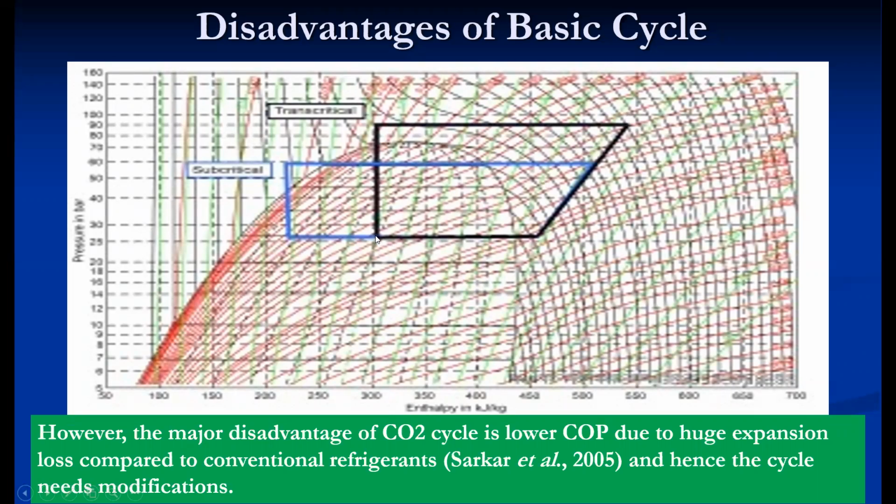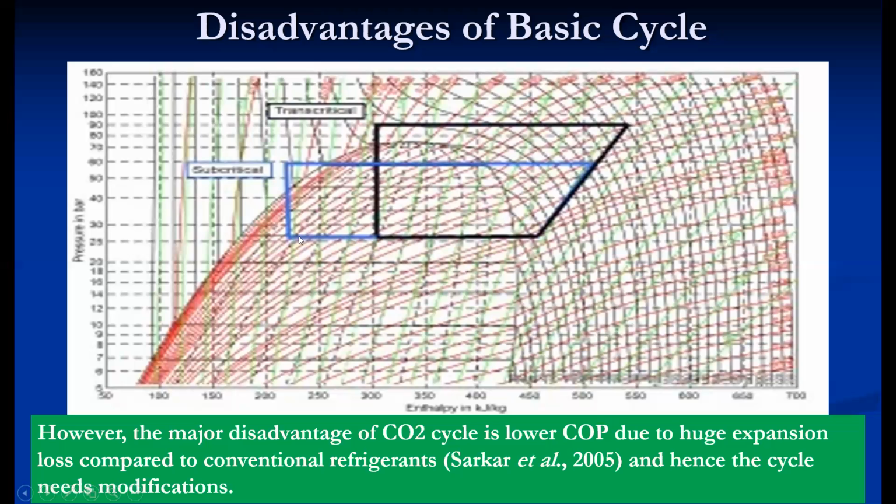So point 4 lies close to the center of this saturation curve, that is the wet region. And point 4 in the conventional cycle is close to the saturated liquid line. If we see the dryness fraction at these two points, there is a huge difference. In the conventional system the dryness fraction is around 0.15 to 0.2. Here the dryness fraction is around 0.4 to 0.5.